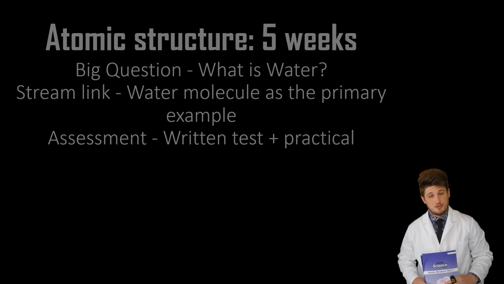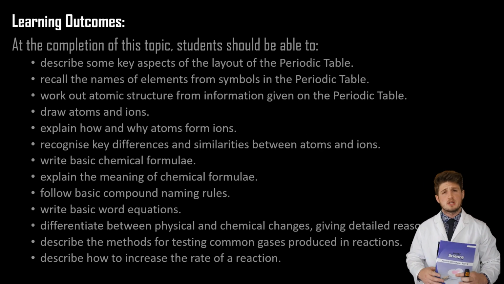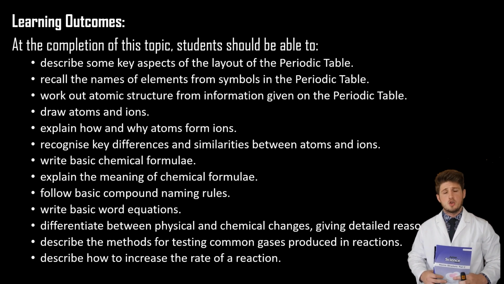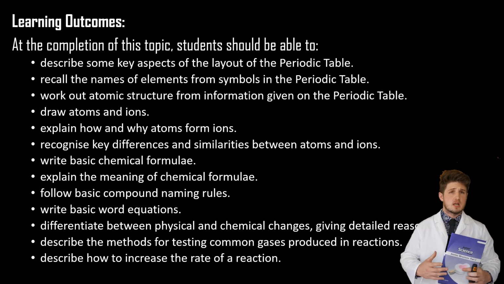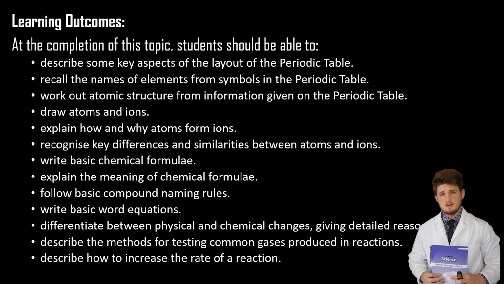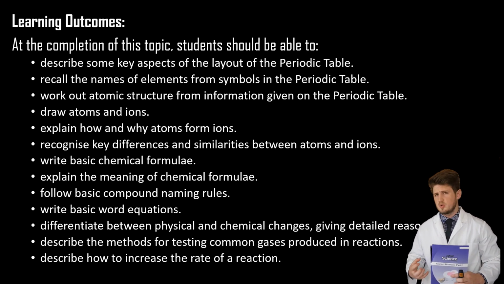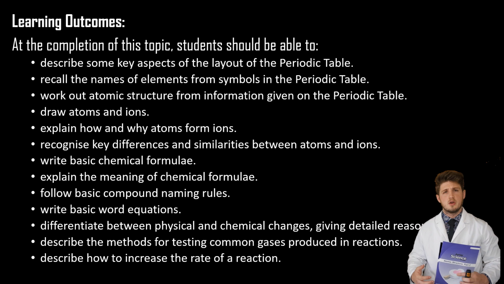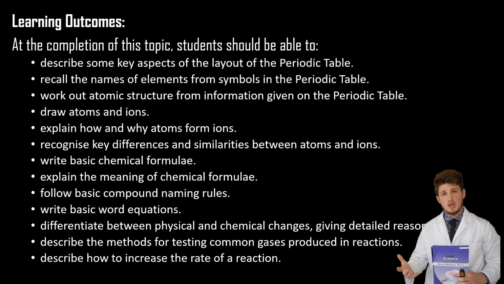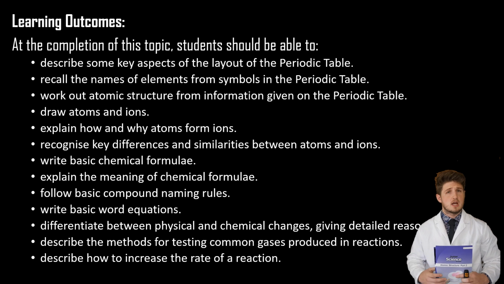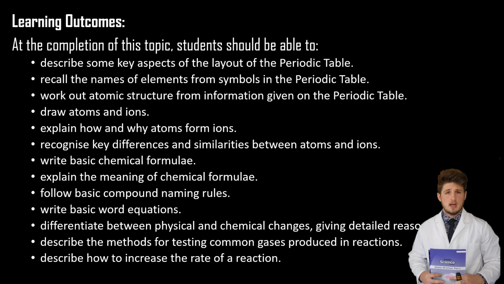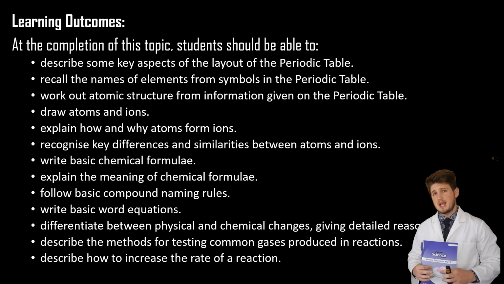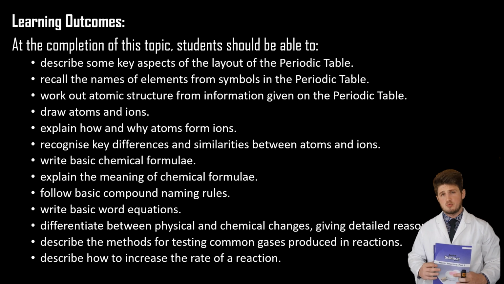The learning outcomes for Atomic Structure Part 2. Throughout this topic, we're going to start off by looking at the periodic table in a little bit more detail. You're going to look at all the symbols and numbers and information that table gives you to work out things like the atomic structure of different types of atom. You're also going to look at these new things called ions and how they work. This will allow us to look at chemical formulas and equations and start to do those at a higher level. We'll then look at changes, both physical and chemical, and start to look at gases being produced through reactions and how we can test for those and write good equations.